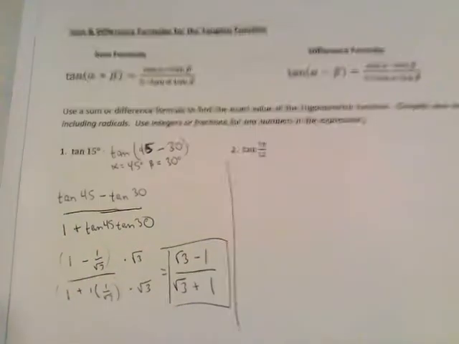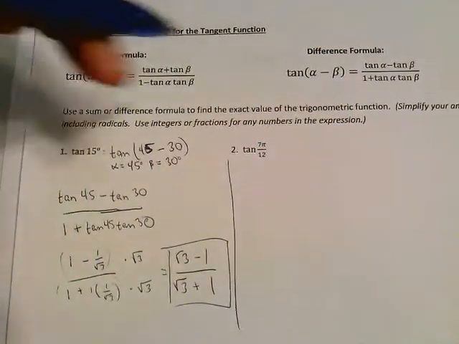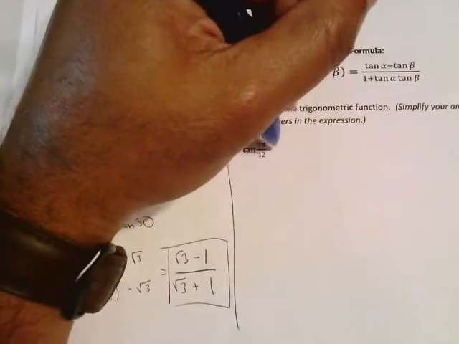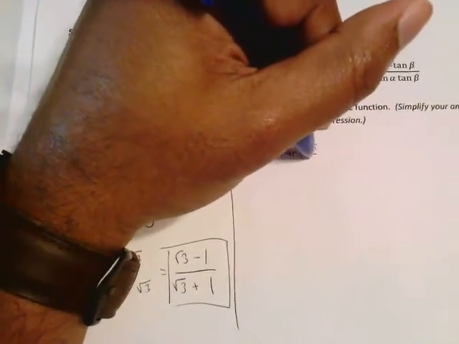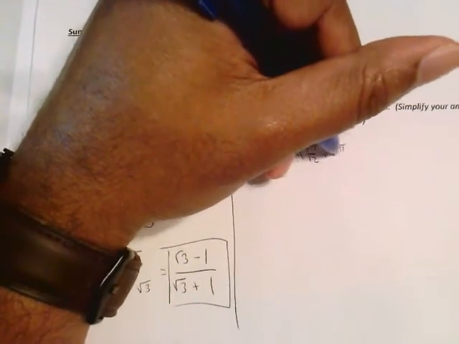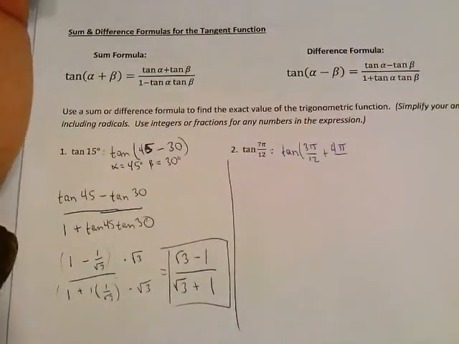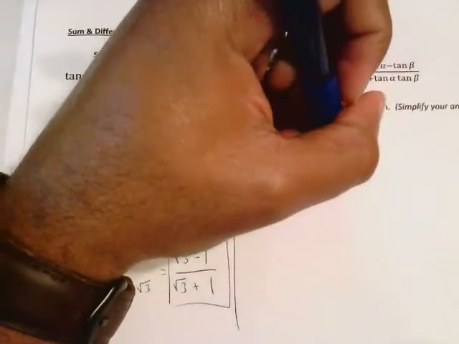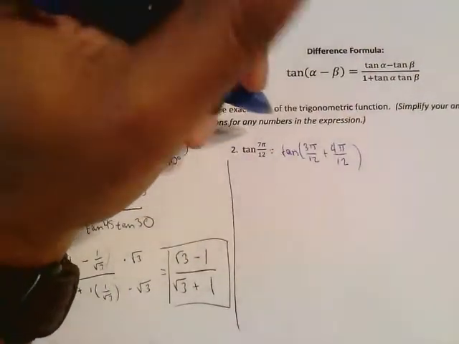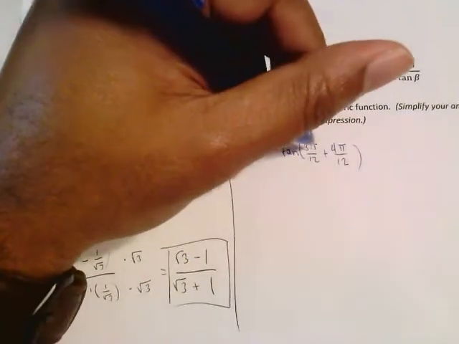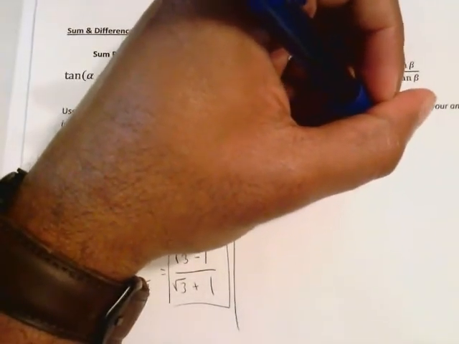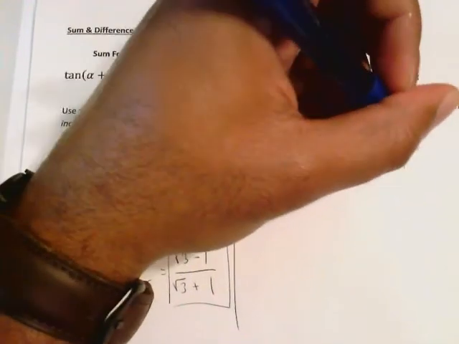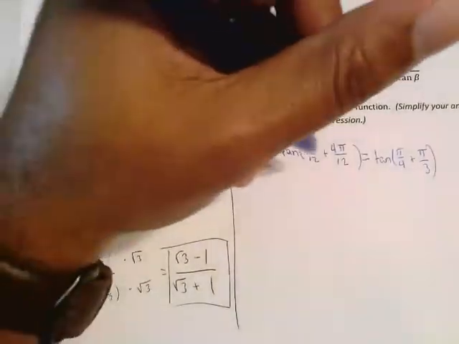Moving on to number 2. Now we have one where we can use the sum formula. We can change 7 pi over 12 to tangent of 3 pi over 12 plus 4 pi over 12, or you can put 4 pi over 12 and 3 pi over 12. It doesn't really make a big difference. You should still get the same solution either way. So now we evaluate it. You know 3 pi over 12 is also going to be pi over 4. So tangent of pi over 4 again, plus pi over 3 for the 4 pi over 12.